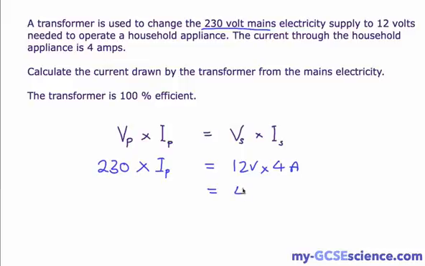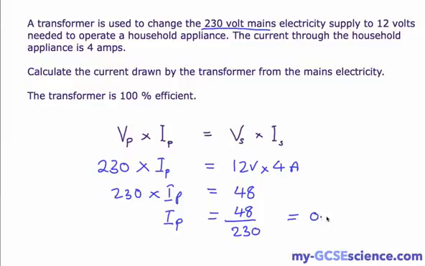12 times 4 is 48. That gives us 230 times our primary current is 48, and if we rearrange our formula, we have our primary current is 48 over 230, and that gives us an answer of 0.208 amps, which we can round to 0.21 amps. Okay, so this is the idea of the transformer and power ratings on each side of it.